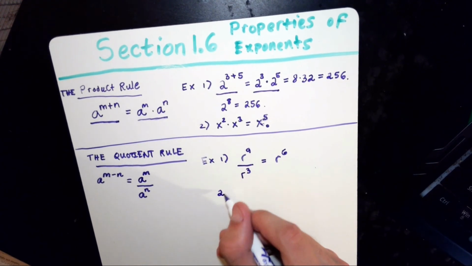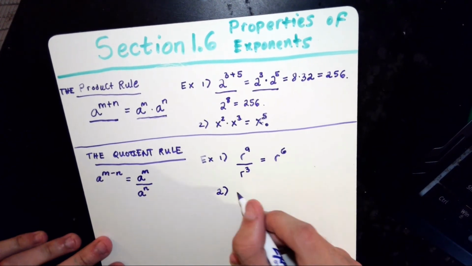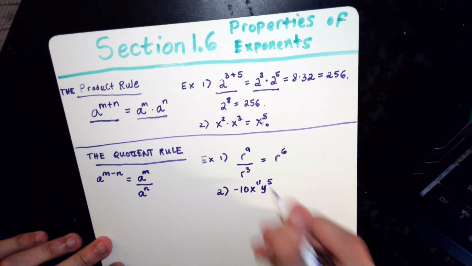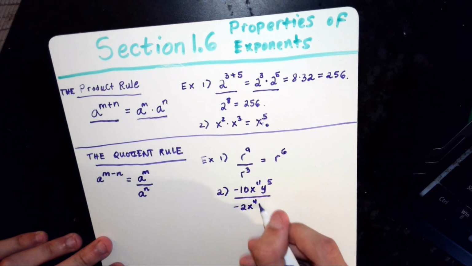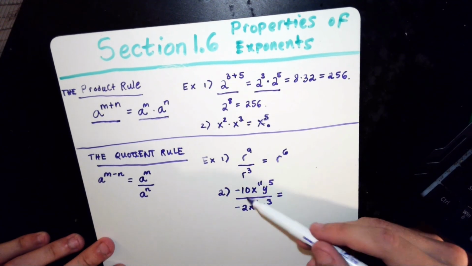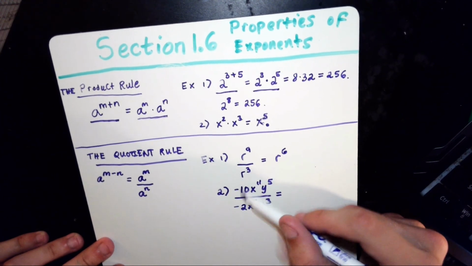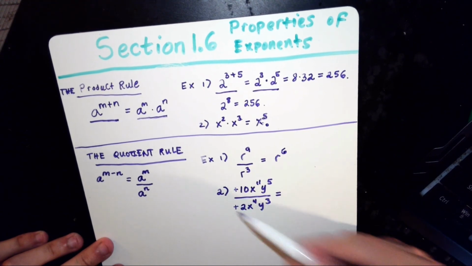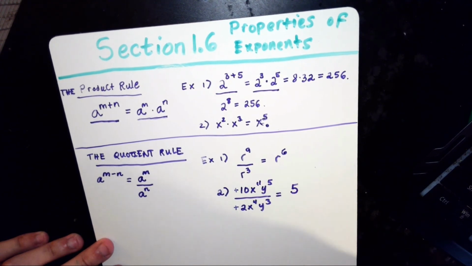Let's look at a slightly more complicated example. Let's suppose we have, and I'm actually taking these from the book, by the way, negative 10 x to the 11th y to the 5th over negative 2 x to the 4th y to the 3rd. Well, let's start with the numbers. We have a negative divided by a negative, so what that amounts to is a positive. So basically these just turn into a positive sign. I'll just note that. So 10 divided by 2 is 5. That's the first thing we'll do.